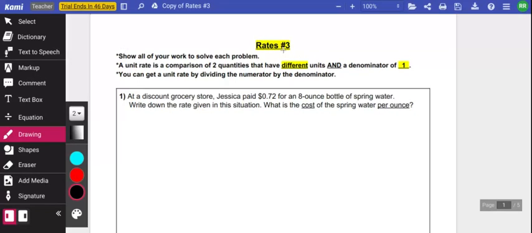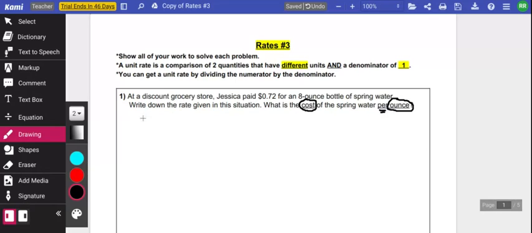Okay, I am here in Rates number 3 KAMI assignment. And number 1, it says at the store, Jessica paid 72 cents for an 8-ounce bottle of spring water. Write down the given rate in the situation, and then what is the cost of the spring water per ounce? And so as you notice, we want the cost per ounce. And so when we write this rate, cost should be in the numerator, per is the horizontal fraction bar, ounces will be on bottom.